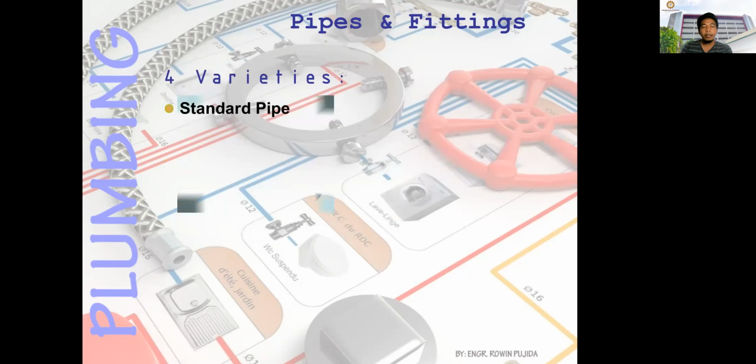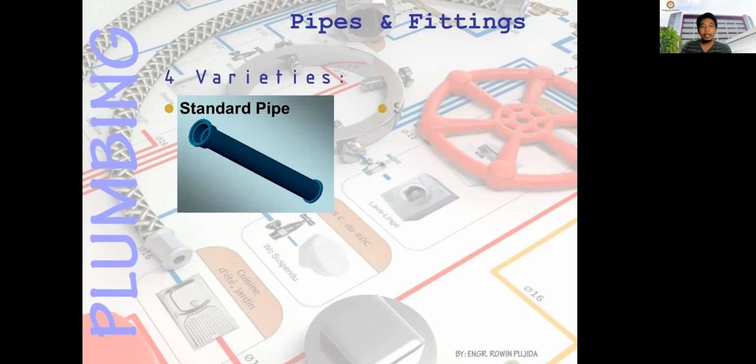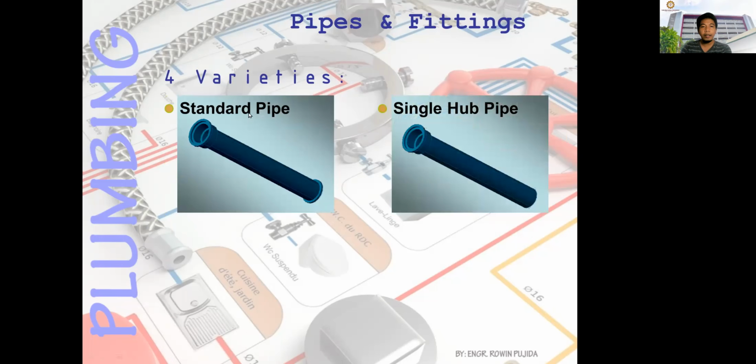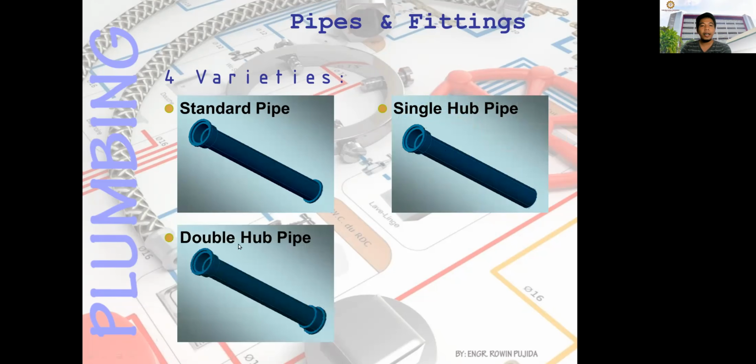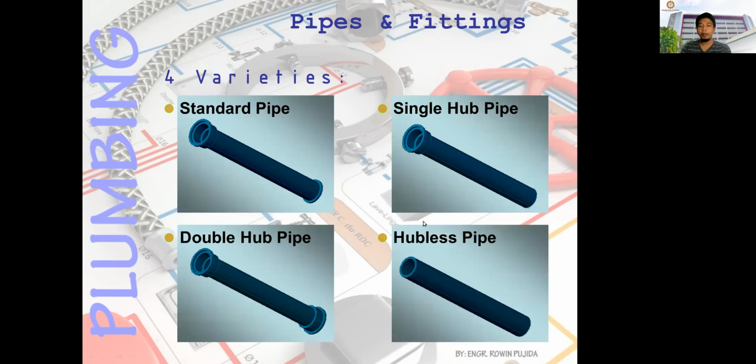So there are four varieties also of the cast iron pipes. So you have the standard pipe with hub and spigot. So you have also the single hub pipe. You don't have the spigot at the other end. And then the double hub pipes. So you have the hub at both ends, and also they have hubless pipes. So you have here the ordinary pipes.